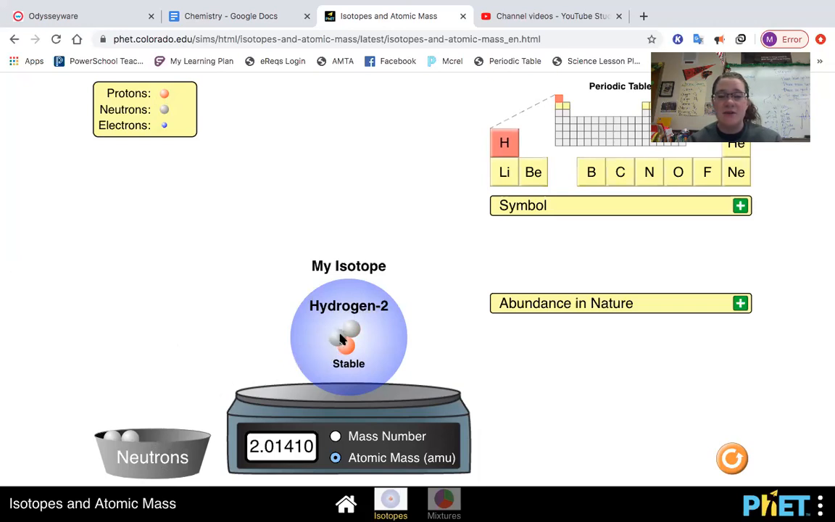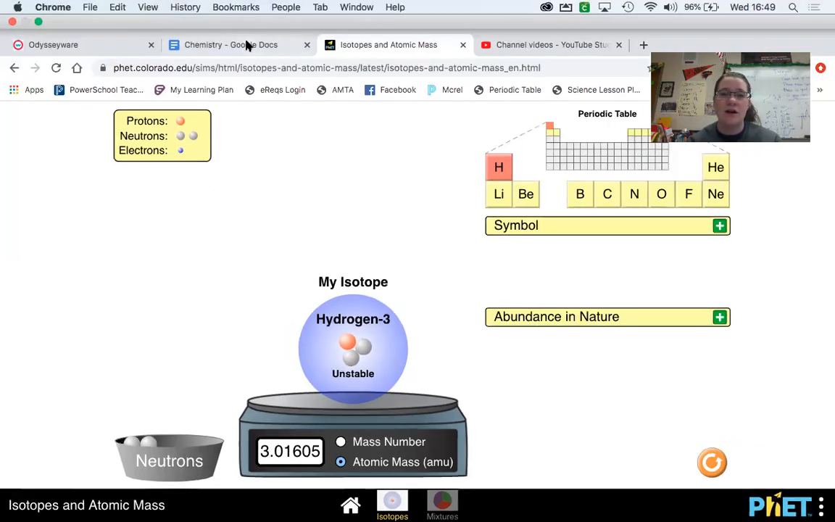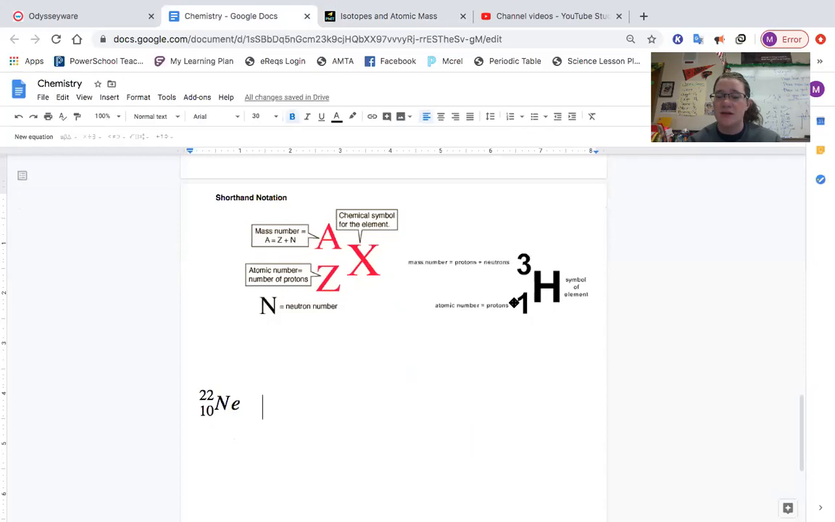If I added another neutron, this is unstable, so less likely to be found in nature, but I have 1 proton, 2 neutrons, so the mass number is 3, so this would be hydrogen 3, which is what we saw right here. This would be the shorthand notation for that, hydrogen 3, 1 proton.